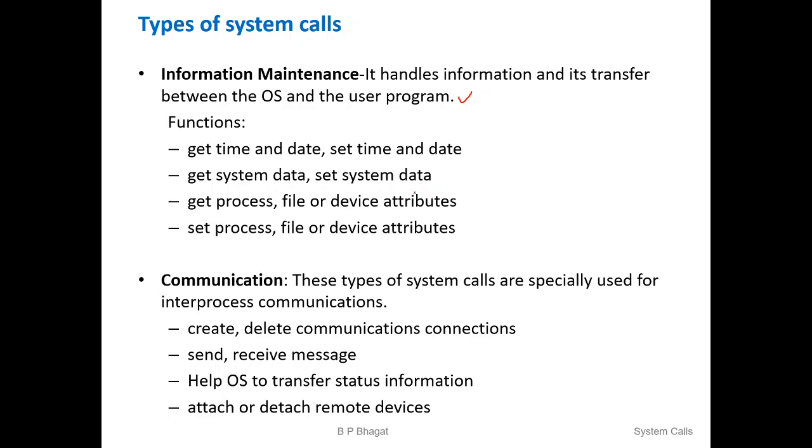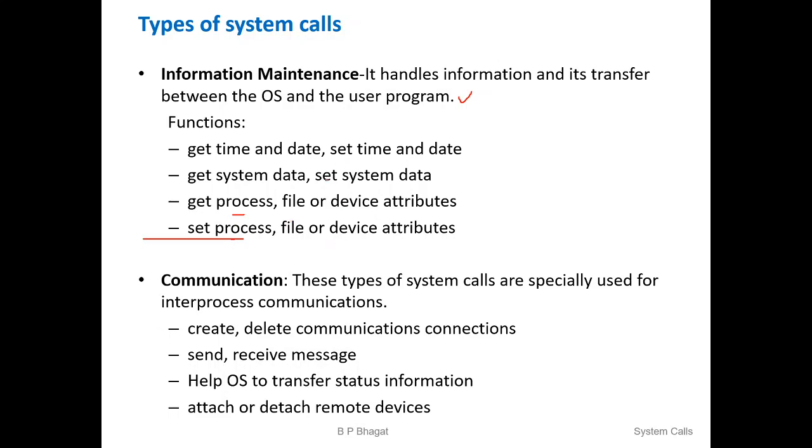Additionally, the operating system keeps information about all its processes. So these are get process and set process, with the help of which it keeps information of the processes, and the system calls used to access this information. Then calls are used to reset the process information. So the set of system calls are get process attributes and set process attributes.